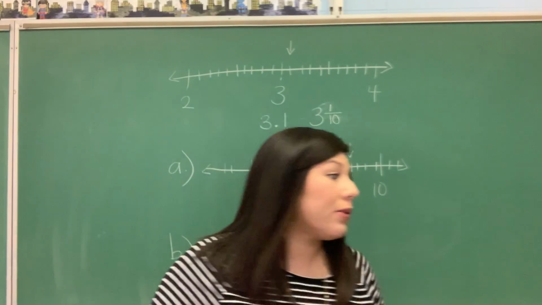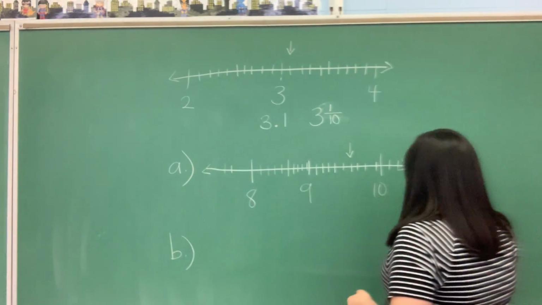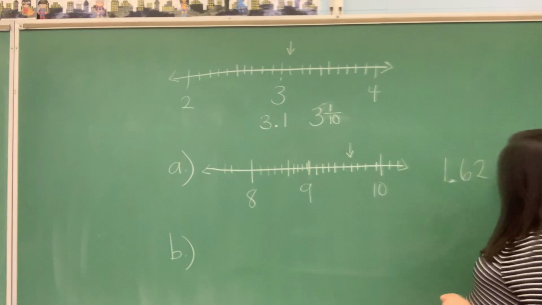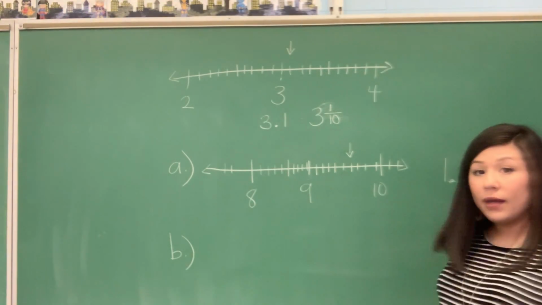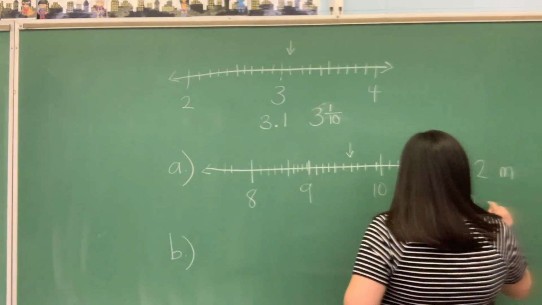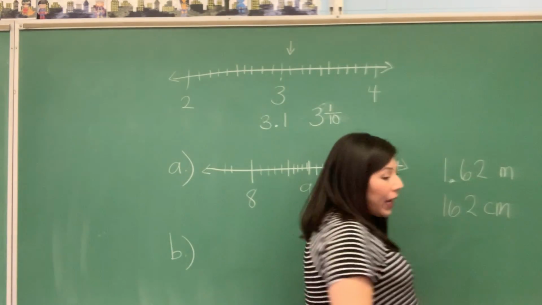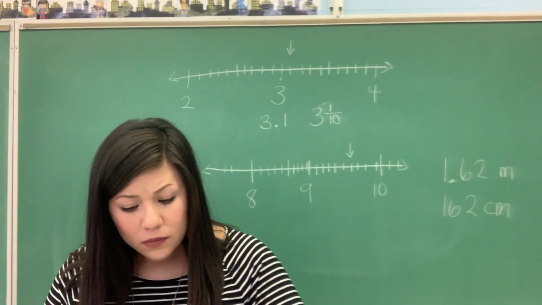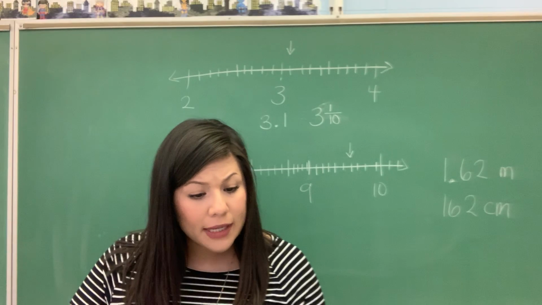So how would I write this? I would write it as 1.62 meters. Okay. That's how you would write it. As centimeters, you would write it 162 centimeters, with no decimal there whatsoever. All right. Let's look at example 2.